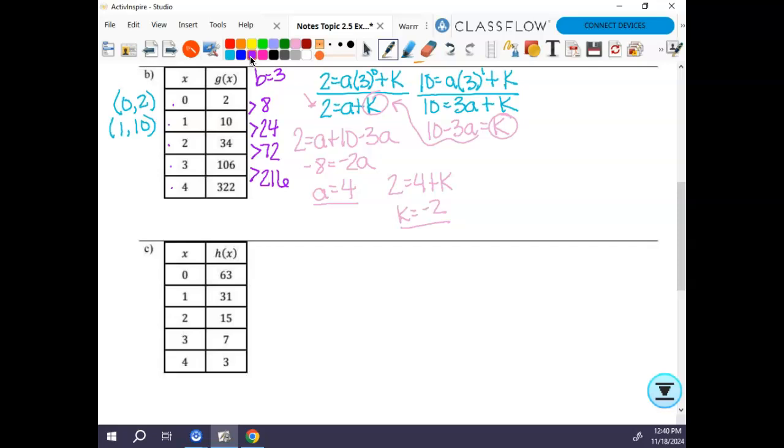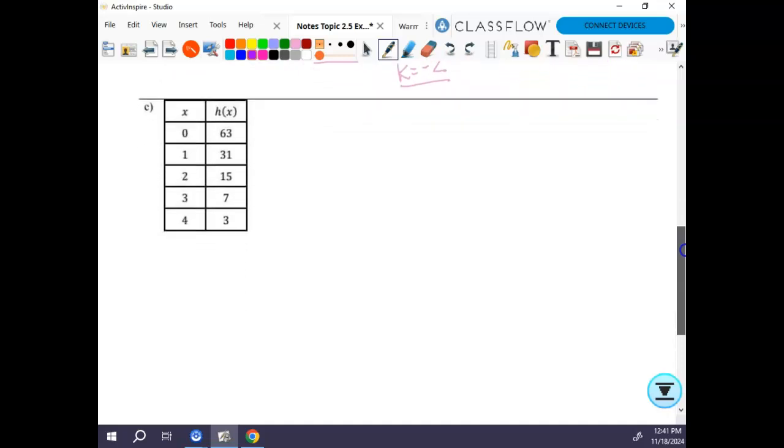All right. Now I have a and k and b, which I have from the beginning there. This function's name is g of x. So that is equal to a, which is 4, times b, which is 3, to the x power, minus 2. Okay. What questions do you have? Anything? All right. Then on C, go ahead and find your differences and figure out what B is.